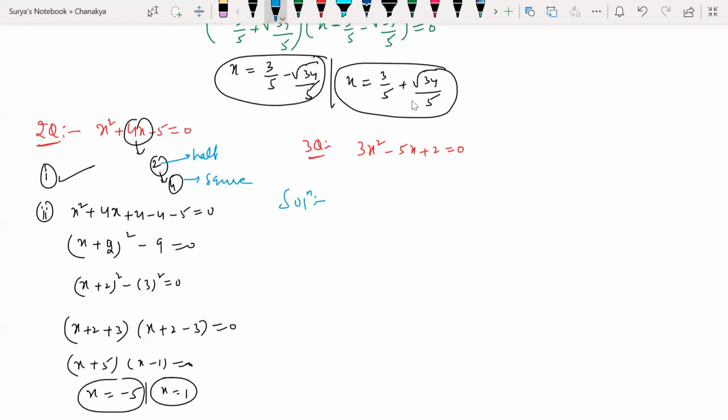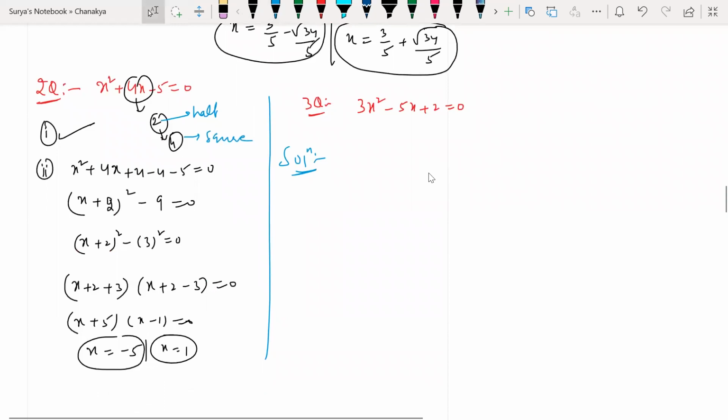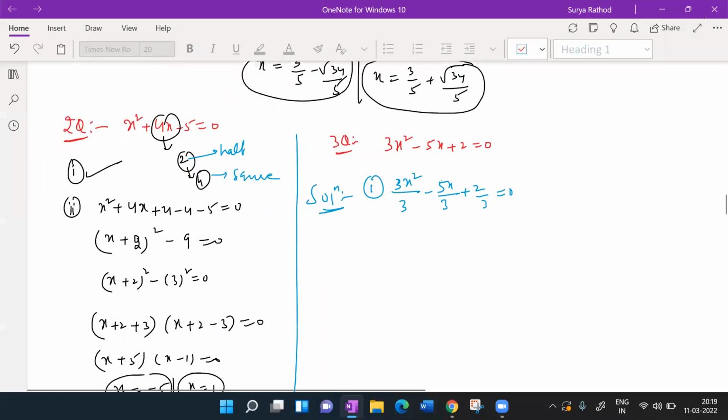Look at it here. How can I solve the third question? First, is the coefficient of x square 1 or not? Not 1. How can I make that? Divide by it. 3x square by 3 minus 5x by 3 plus 2 by 3 is equal to 0. Make it fast. Check. What is the answer? Let's see how many of you are going to give the first answer. I'm going to select the top 5 students.